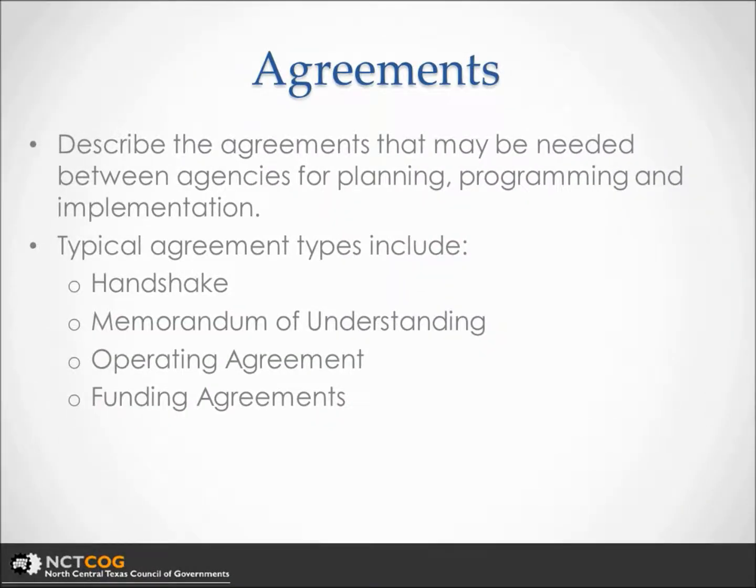Agreements describe the agreements that may be needed between agencies for planning, programming, and implementation of ITS. Typical agreement types include handshake agreements, which are usually used for projects that happen within a single agency and where a formal agreement is not needed. It can also cover very early planning stages when you are still exploring what a project will do and have not settled on agreeing to perform any operation.